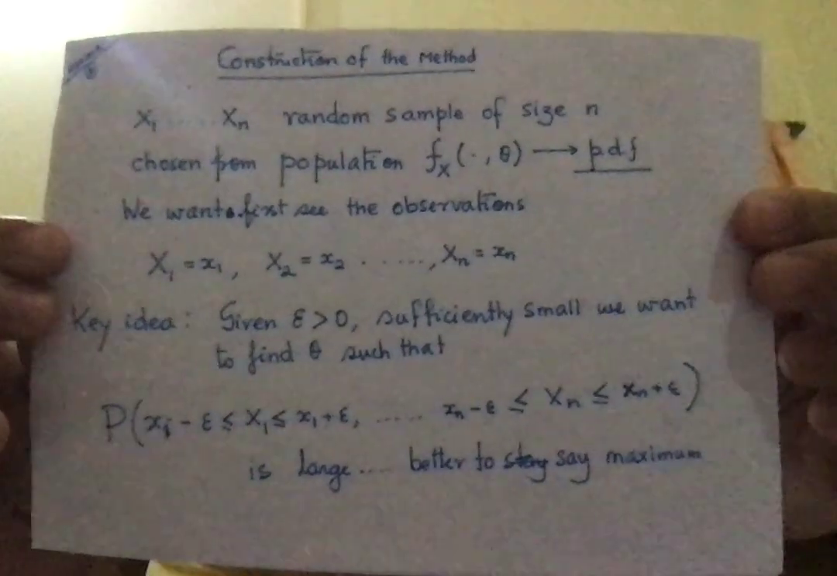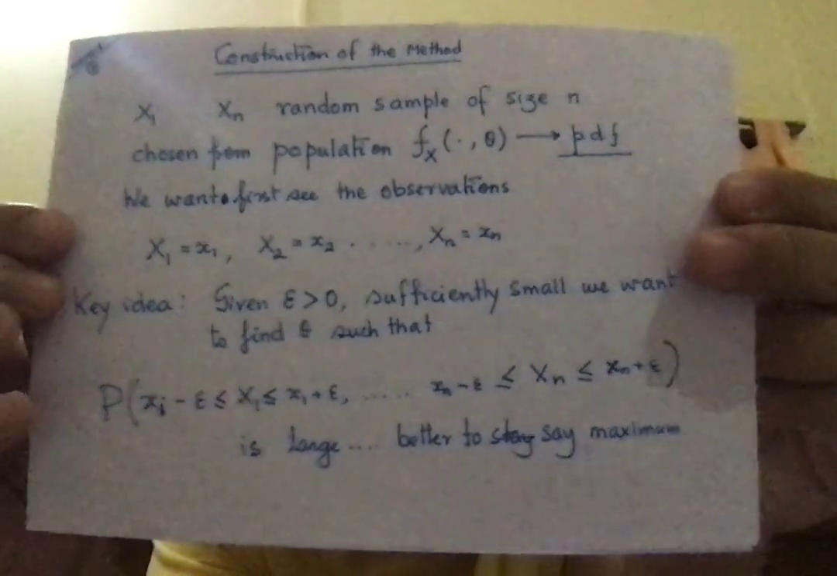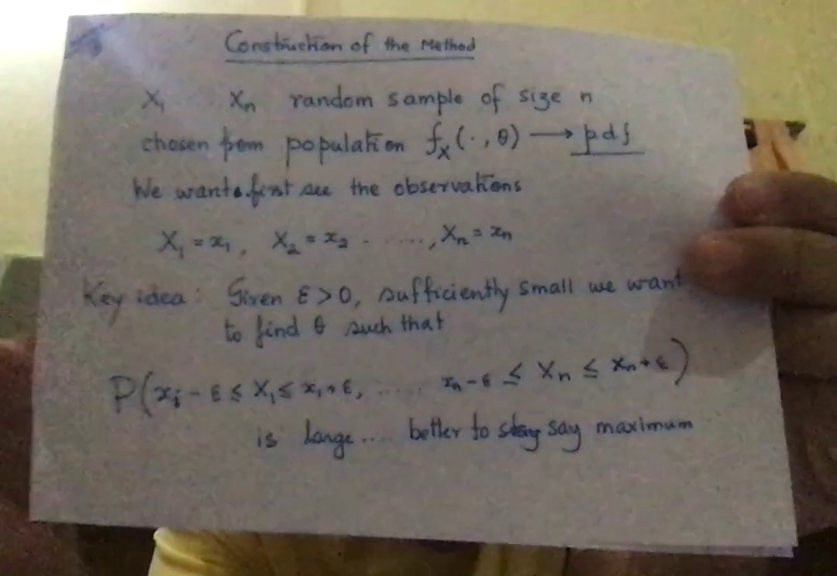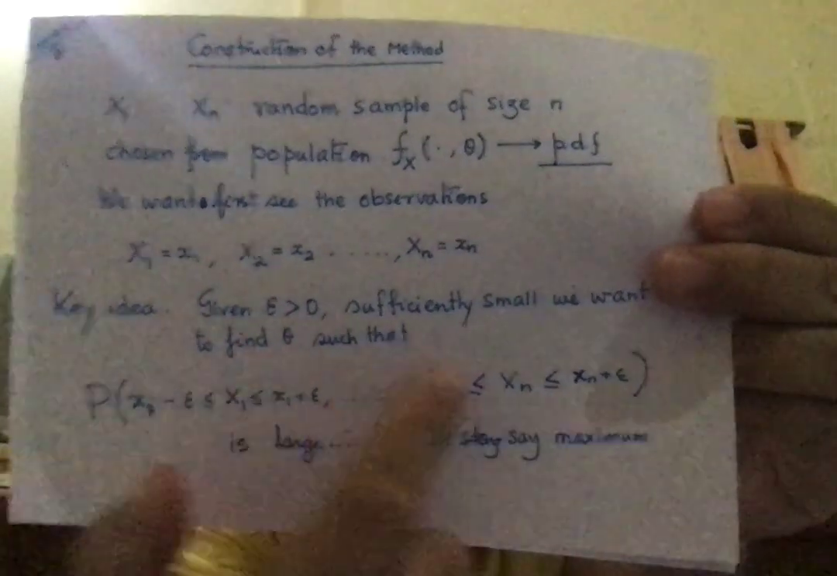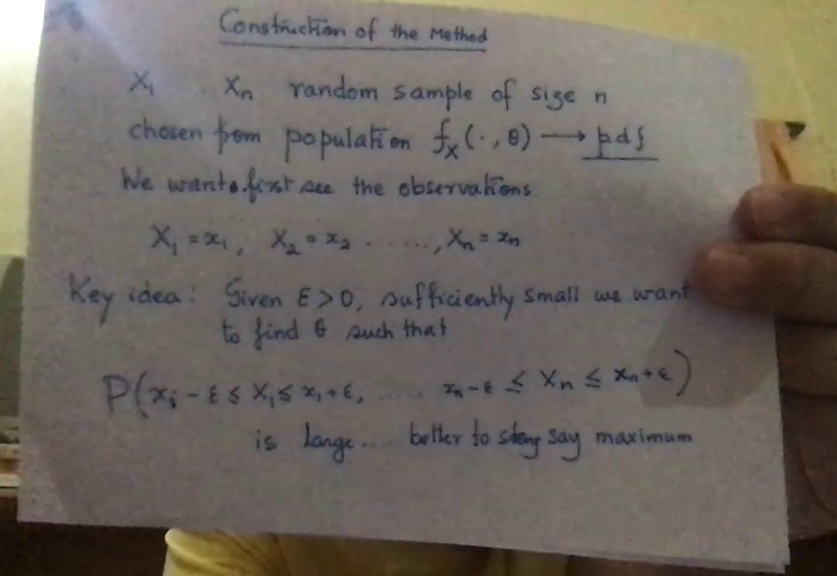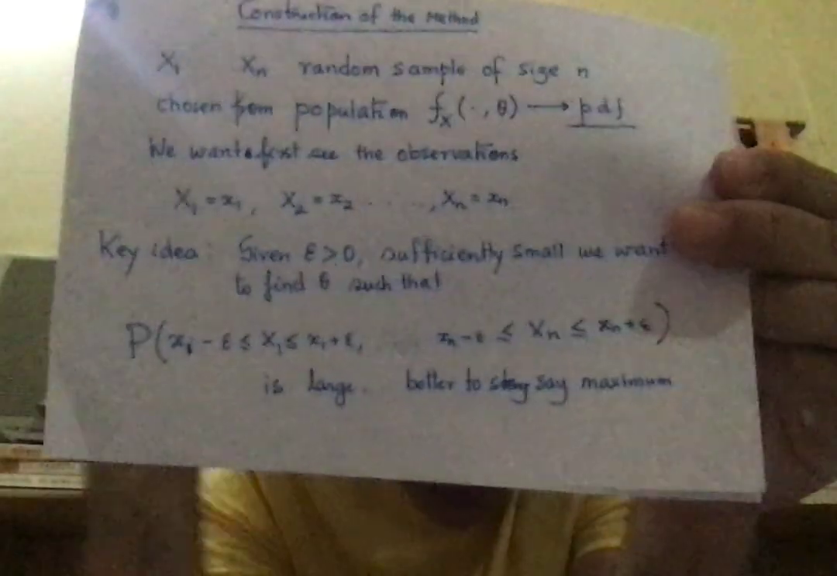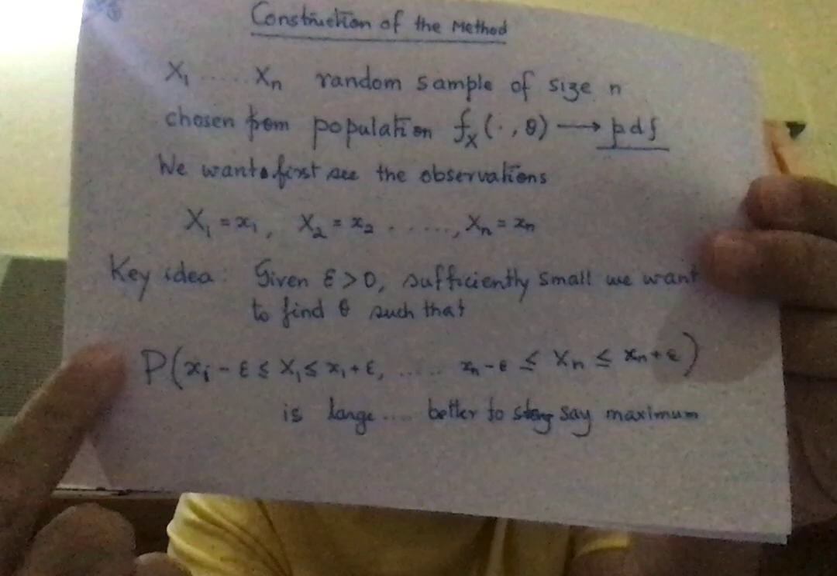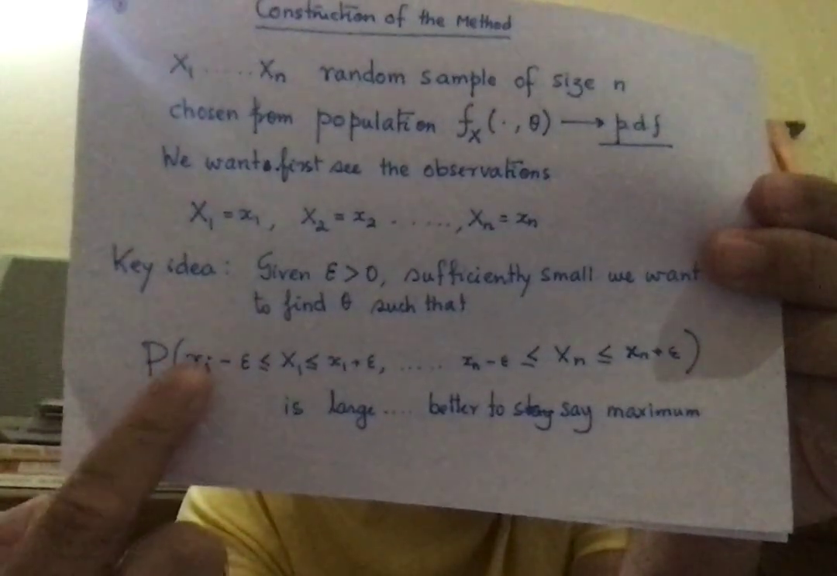Now you want to ask yourself the question, suppose I take epsilon very small, what is the probability that all the observations of the random sample would lie within this range, and what should be the value of my parameter theta? So the probability that x1 lies between x1 minus epsilon to x1 plus epsilon, within a range around x1.